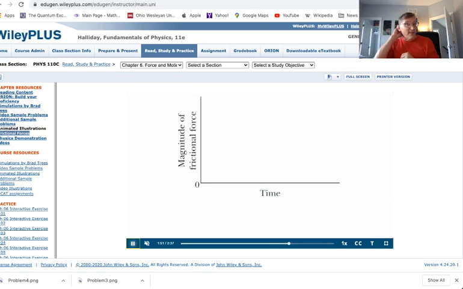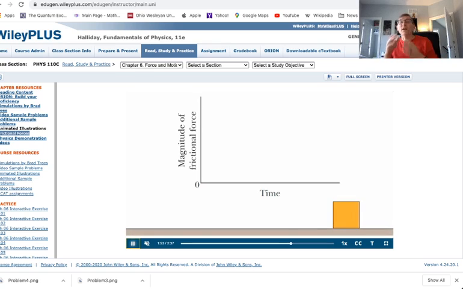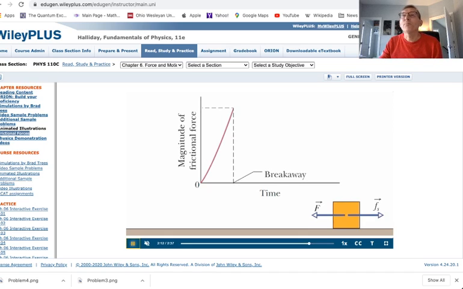Now this shows a graph of the magnitude of the frictional force versus time, where we started out with no applied force, and then we had the applied force F to the left, and initially the block did not slip, so the static frictional force just balanced the applied force, so the static frictional force just keeps getting bigger and bigger until you get to what's called the breakaway point, where static friction reaches its maximum value, Fs max. And that's what this shows.